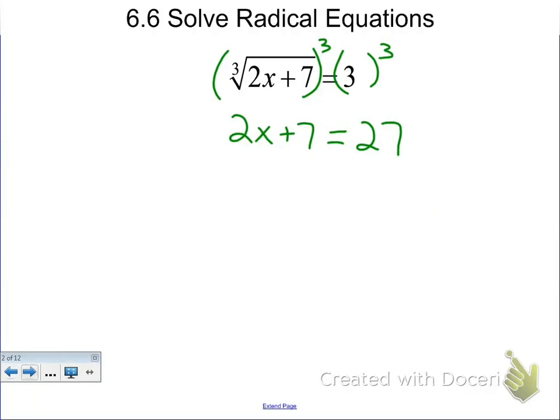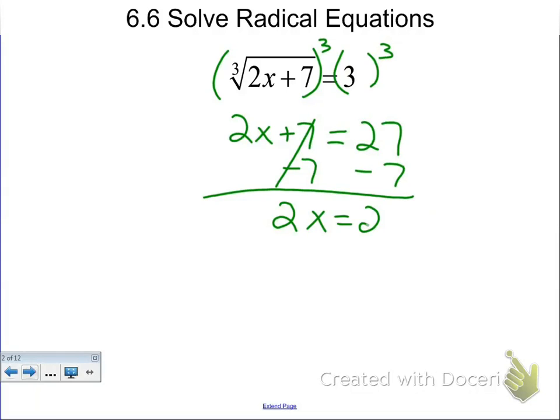And now it's just solving a basic algebra equation. We're going to subtract 7 from both sides. Subtract 7. We end up with 2x equals 20. And then divide both sides by 2. So x equals 10. And you think you're done, but we're not done yet.